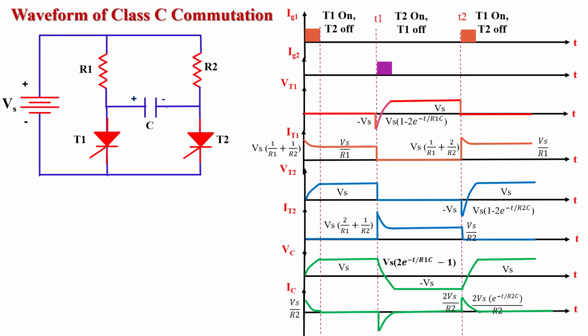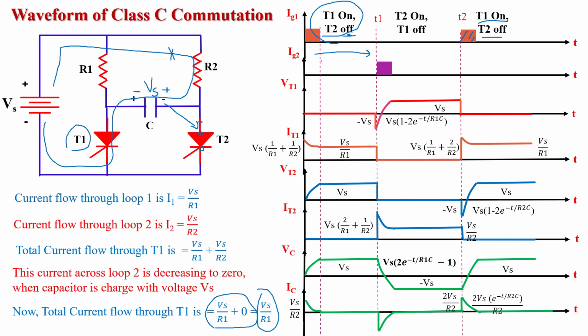This polarity will turn off the T2 thyristor, because the negative of the capacitor is connected to the anode of the T2 thyristor. That makes T2 turn off and behave like an open switch. Now we again give a firing pulse to the T1 thyristor at time instant t2. So the T1 thyristor gets turned on and the T2 thyristor gets turned off. It means we again come to the initial condition, and the whole process goes on again. So this is the whole working of class C commutation.